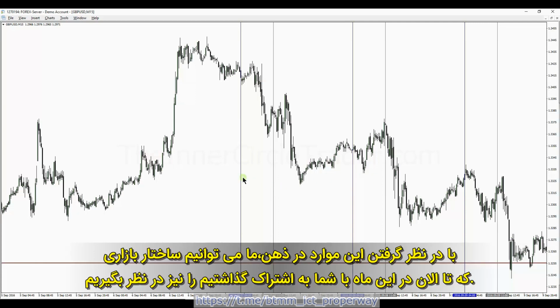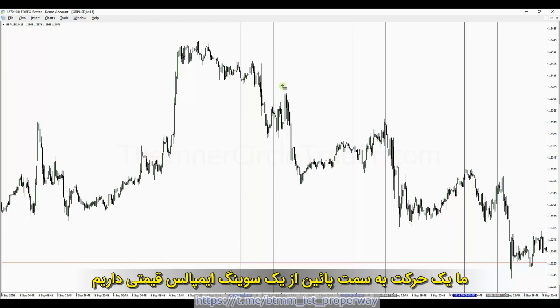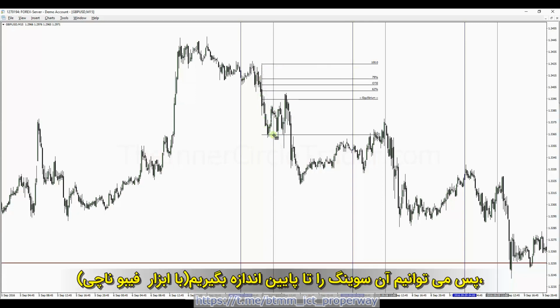Having these things in mind, we can look at the market in the context of what we shared so far for this month. We see a market move down from a market impulse price swing. So we can measure that swing down.